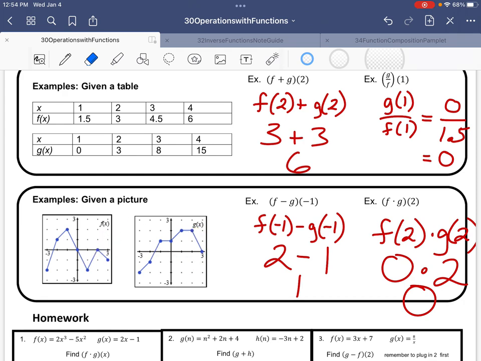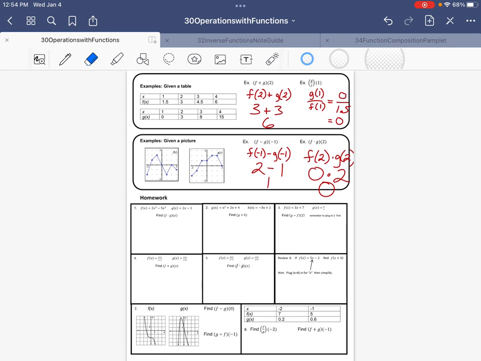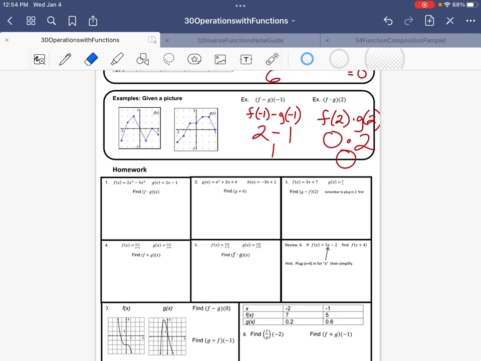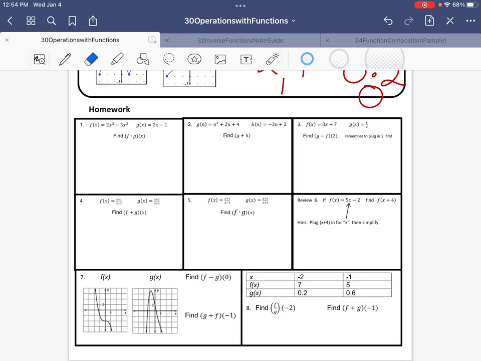Function operations: adding, subtracting, multiplying, dividing, and a little bit of mixing up with what we did yesterday. Now it's your turn. Try these homework problems. I've tried to mix up as much as possible, to give you some variations as you continue to work through these concepts with functions.